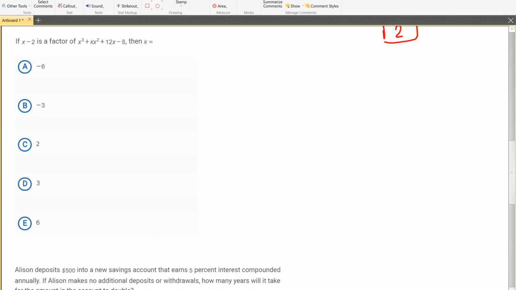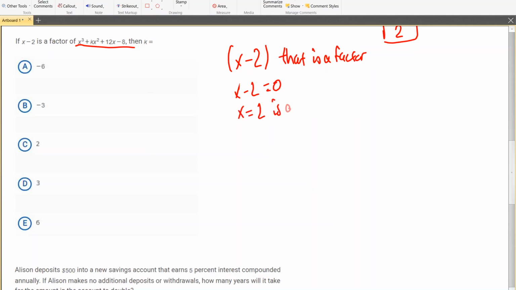If x minus 2 is a factor of this expression, then k is equal to what? So if x minus 2 is a factor, and we set that equal to 0 and bring that over, x is equal to 2 is a root. We know that the definition of a root is when the y value is equal to 0, because a root is when the graph intersects the x-axis. So this would be the root when the y value is 0.